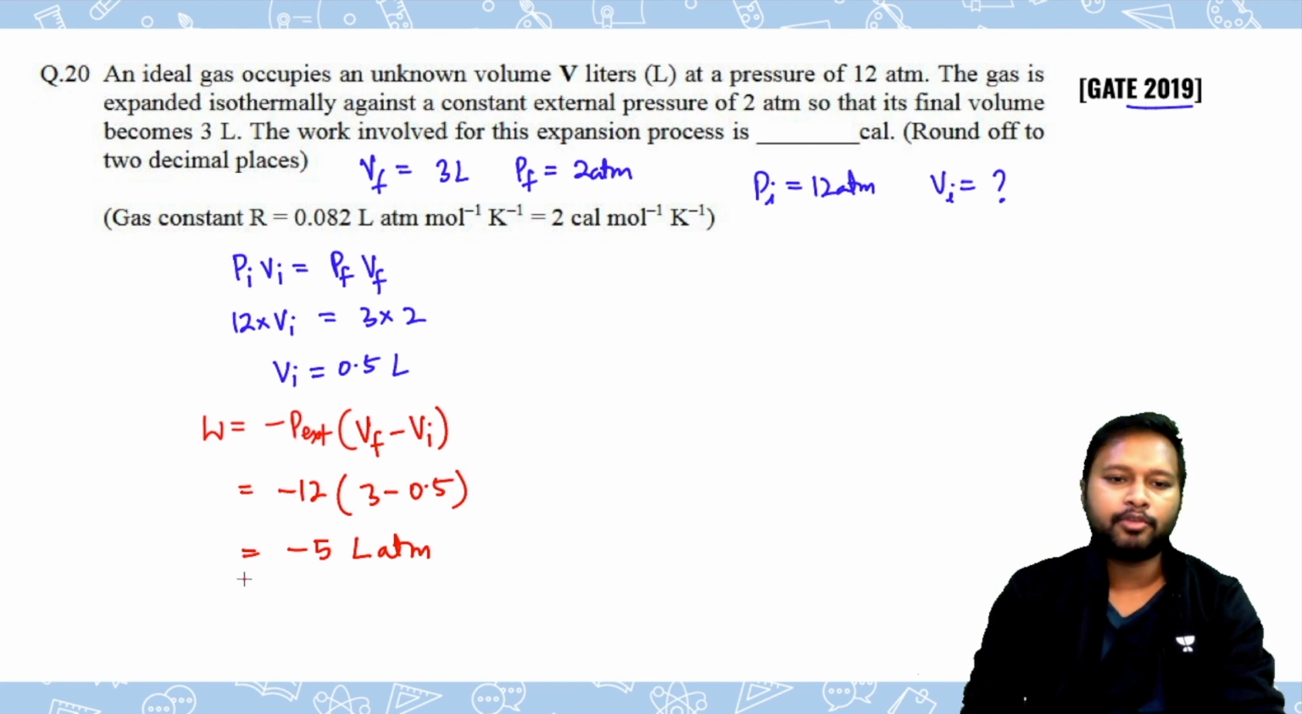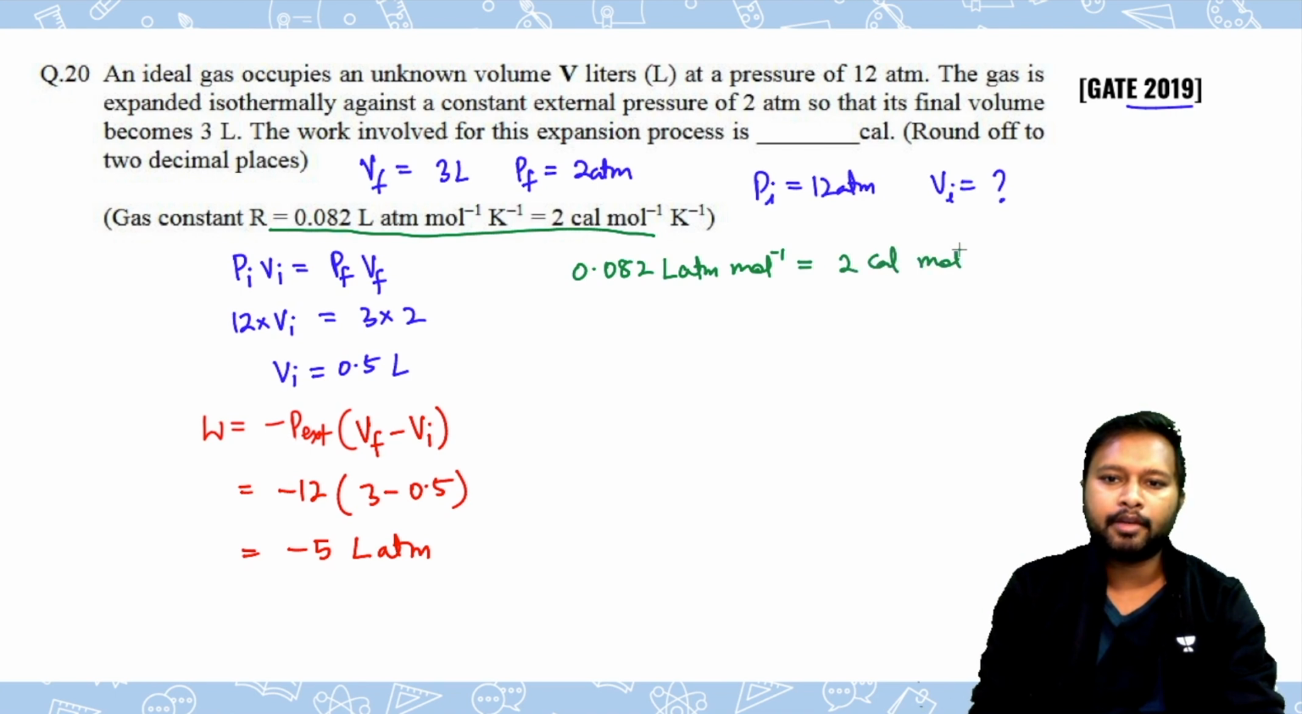So liter atm is going to be the unit of this work, but they are asking for the answer in calories. So we have to do a little bit of unit conversion now. For that we will take the help of this hint. According to the hint, 0.082 liter atm per mole per Kelvin equals 2 calories per mole per Kelvin. Here we have per mole per Kelvin on both sides, so that part can be cancelled out because it is common. So we have 0.082 liter atm equals 2 calories.